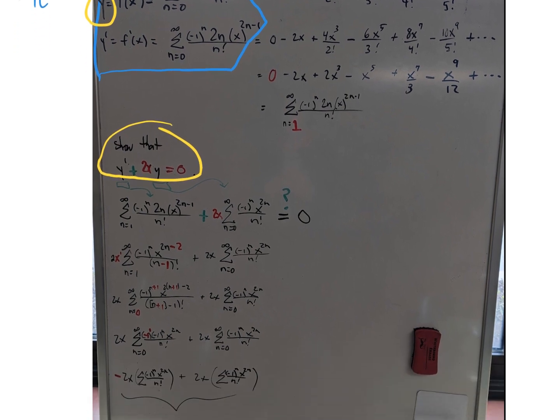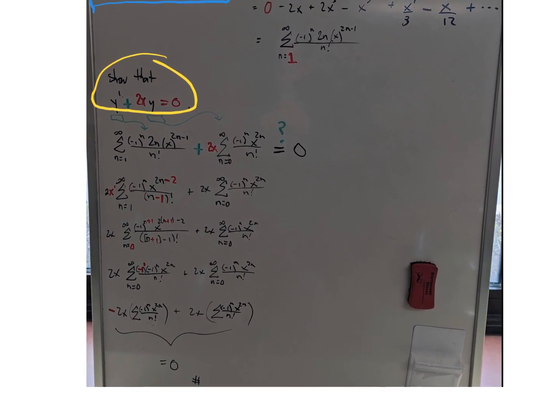What does that leave us with? This is 2n plus 2 minus 2, or just 2n, matches. N plus 1 minus 1 is just n factorial, matches. The lower index and upper index now go from 0 to infinity in both expressions.